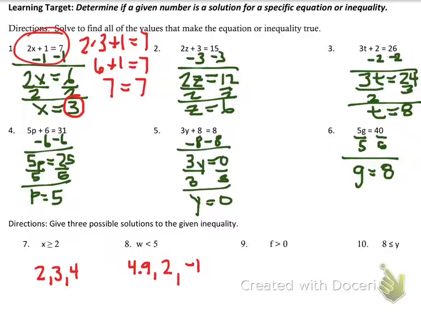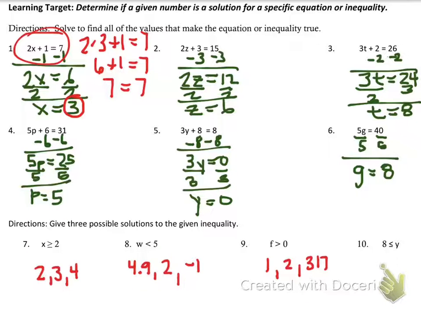Okay. Number 9, f is greater than 0. Well, what could f be? Well, it could be 1. Could be 2. Could be 317. Okay. Give me 3.